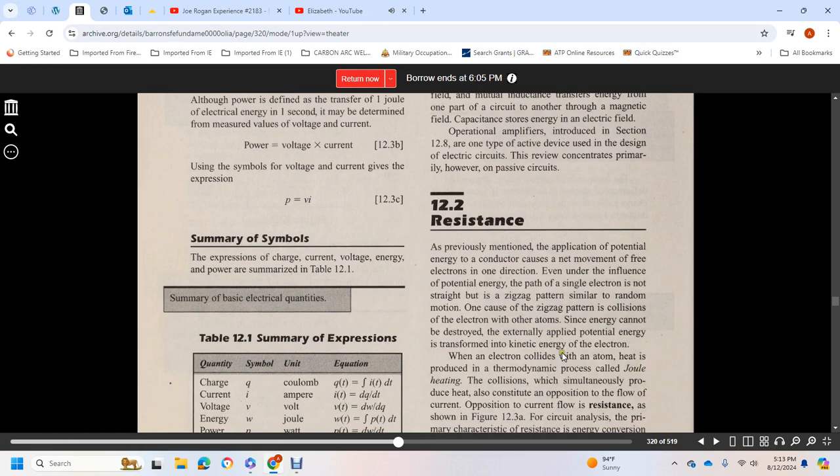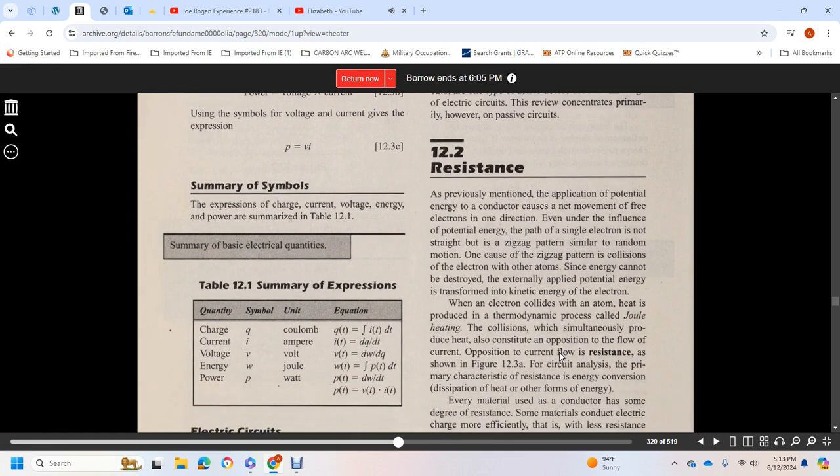12.2 Resistance. As previously mentioned, the application of potential energy to a conductor causes a net movement of free electrons in one direction. Under the influence of the potential energy, the path of a single electron is not straight but a zigzag pattern, similar to random motion. One cause of the zigzag pattern is collision of the electron with another atom, since energy cannot be destroyed, the externally applied potential energy is transformed into the kinetic energy of the electron.